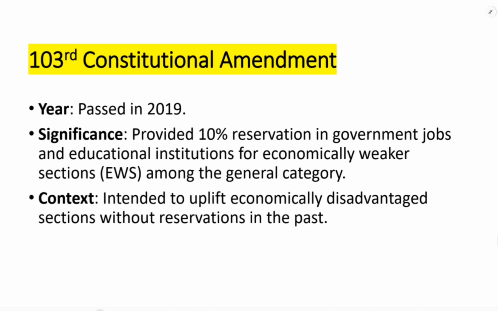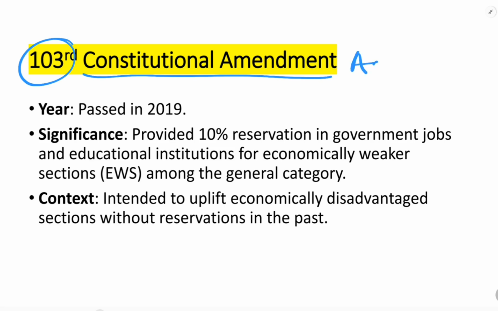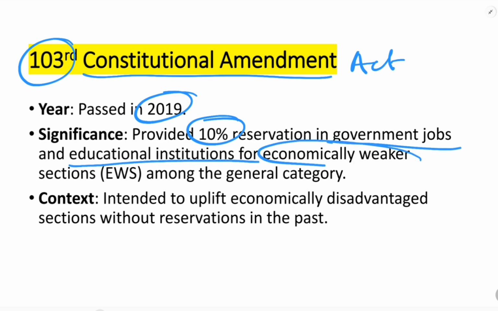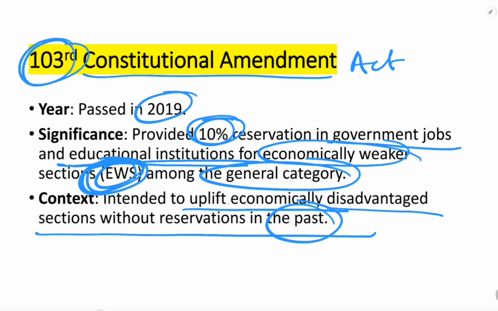Okay, next we'll see the 103rd Constitutional Amendment Act, which was passed in 2019. This amendment provided 10% reservation in government jobs and educational institutions for the economically weaker sections, EWS, among the general category. It's intended to uplift the economically disadvantaged sections who were without reservation in the past.